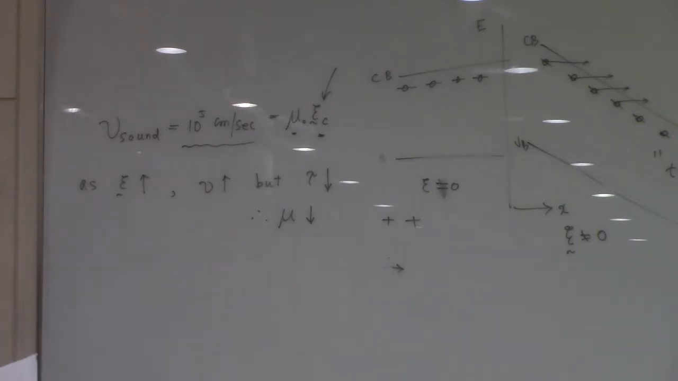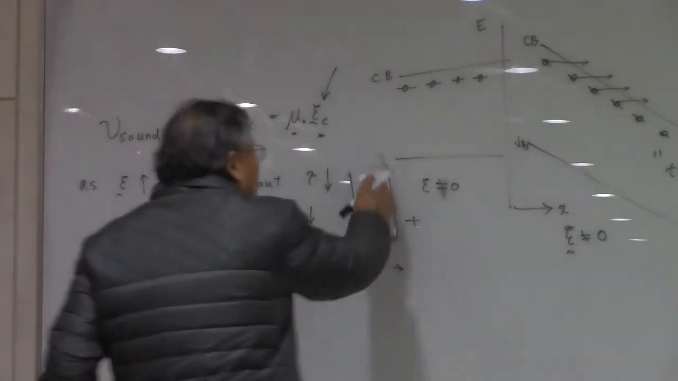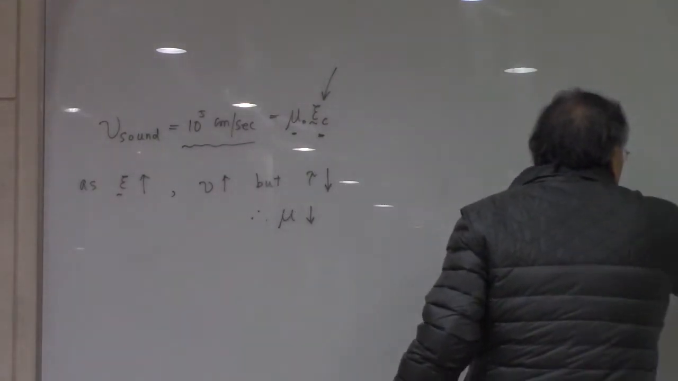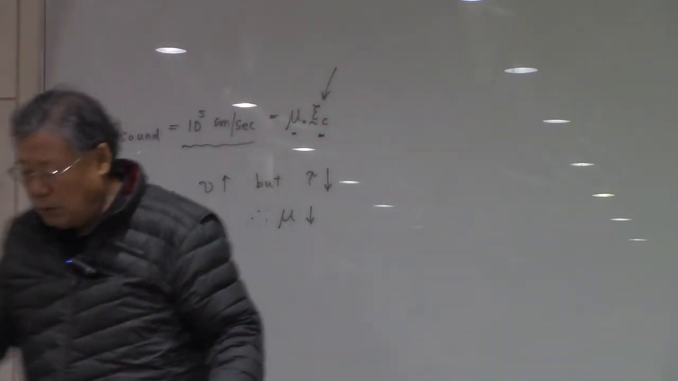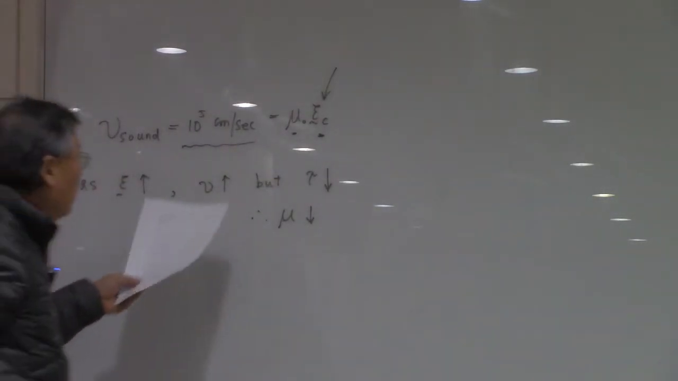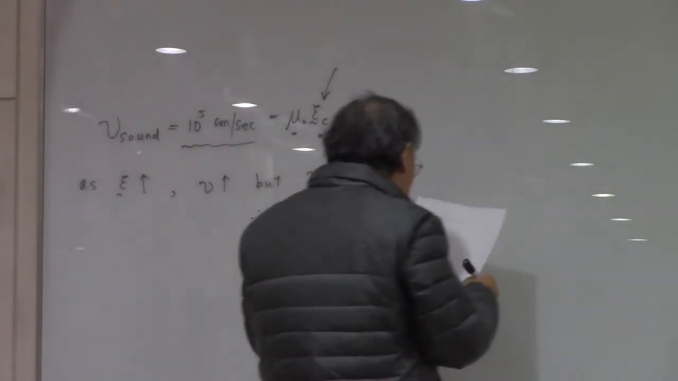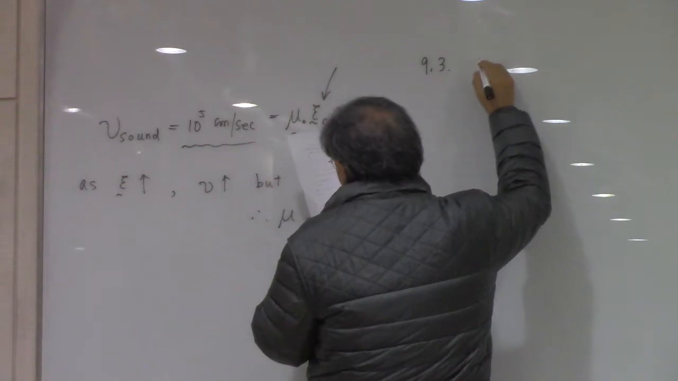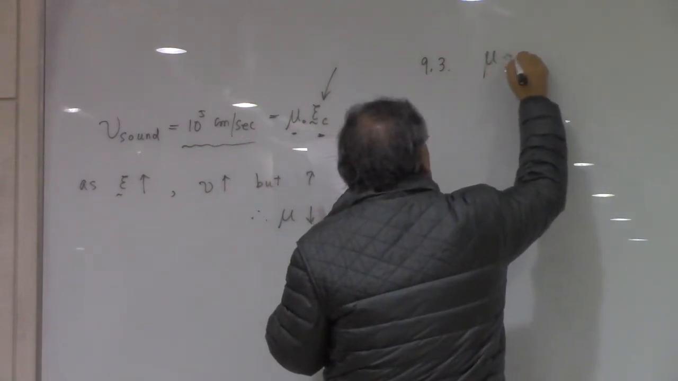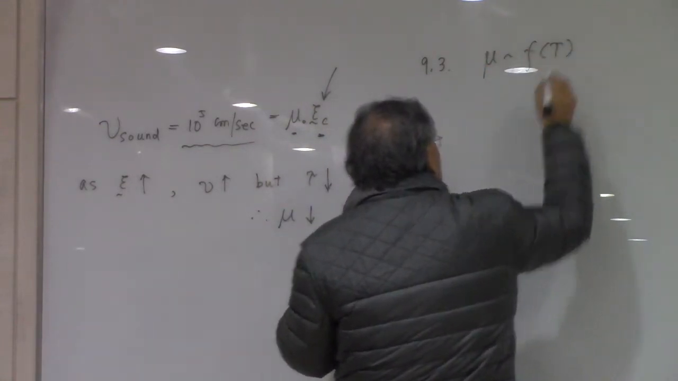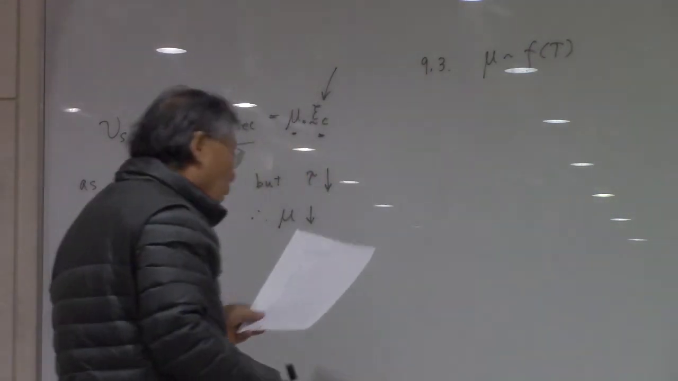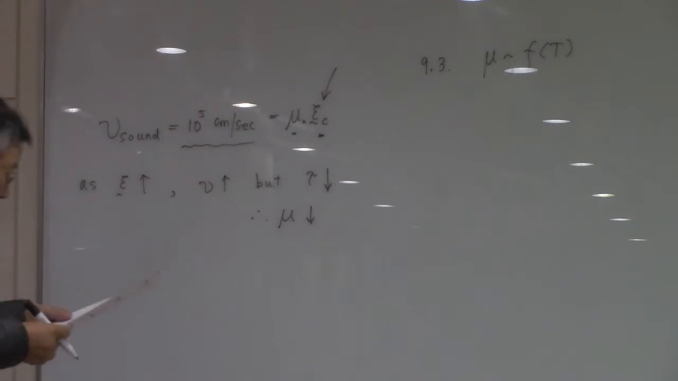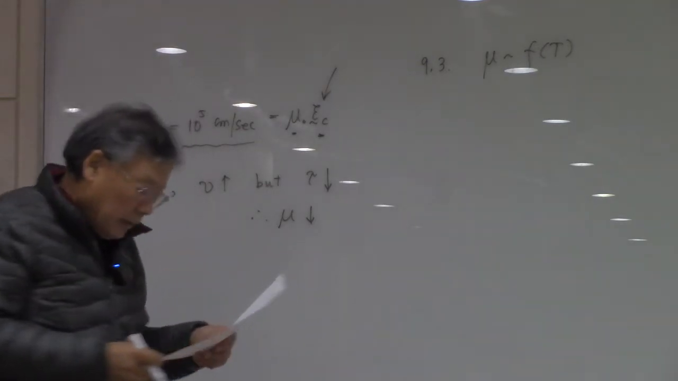Now, a more important thing is the mobility change with respect to the temperature. That is more important than the mobility change with respect to the electric field. That is 9.3, mobility change with respect to the temperature. Because the temperature is the most common thing that we use as the variable, right?